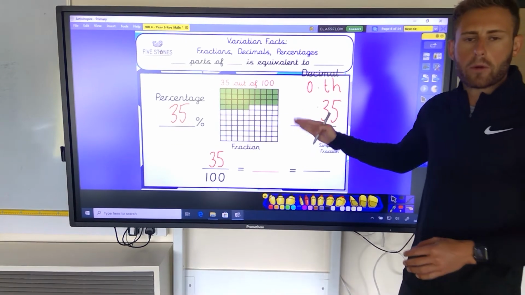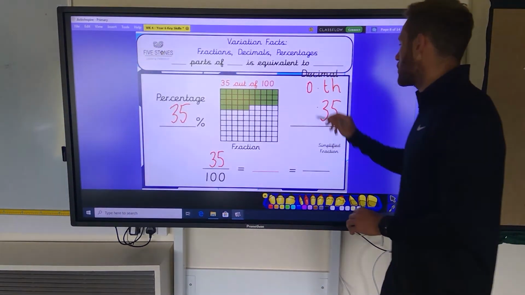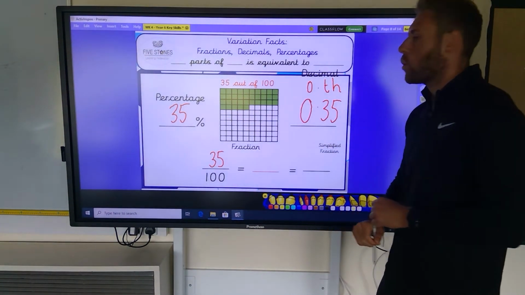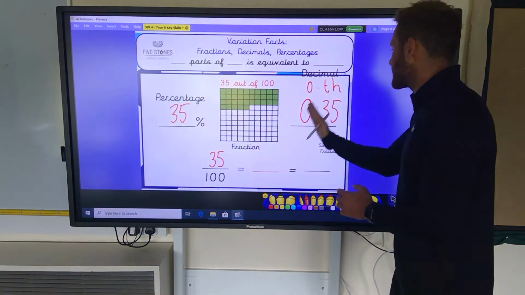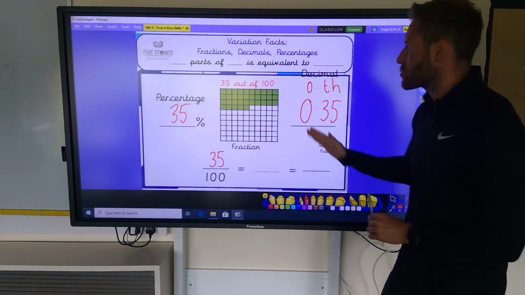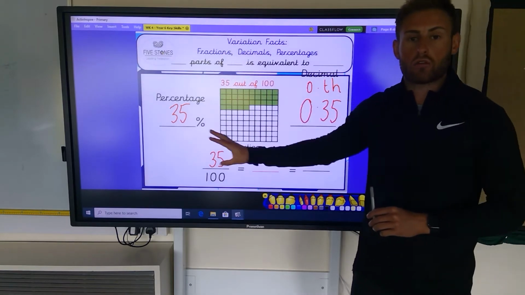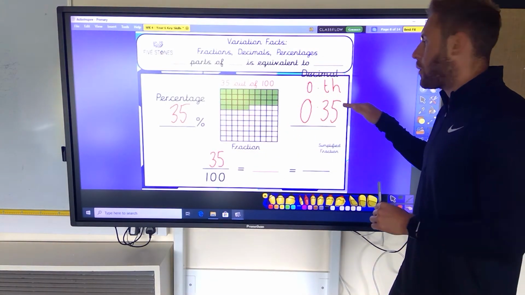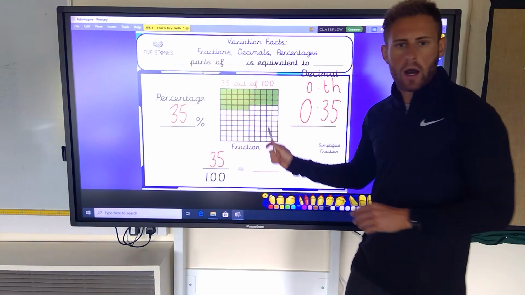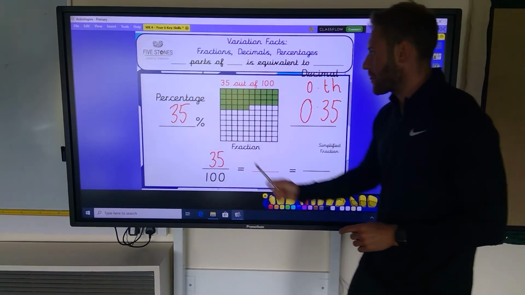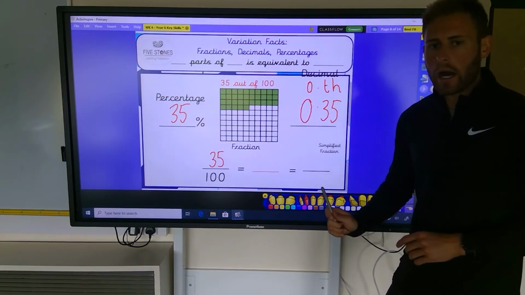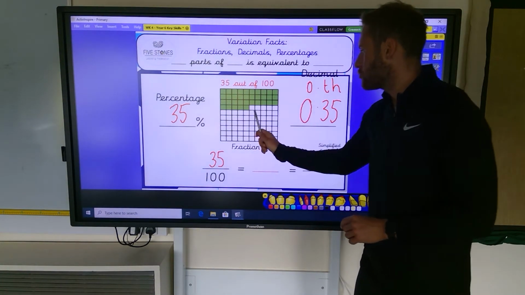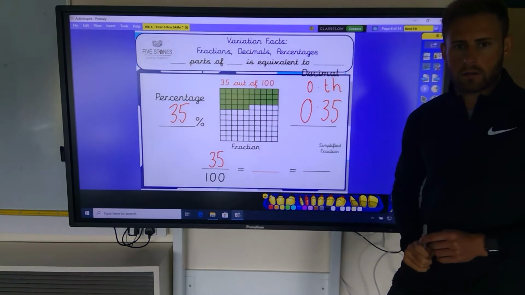But what must we remember when we're writing decimals? That we use that place value holder in our ones column. So we've got 0.35 because we haven't got any completed green grids anywhere. So we've got 0 wholes, but we've got 0.35 as our part. Like we had 35% as our part, and like we had 35 hundredths as our part.